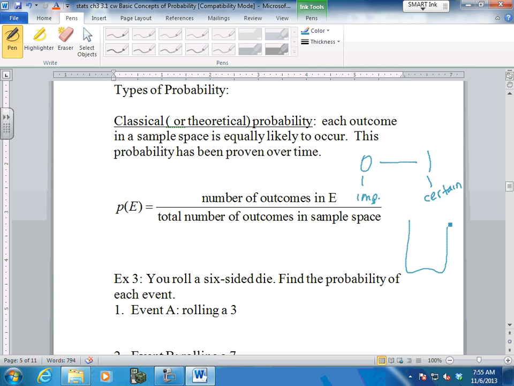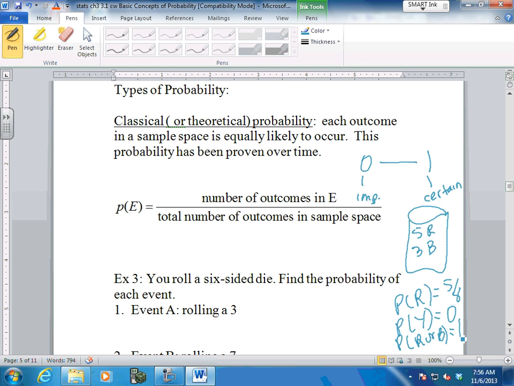I have marbles in a jar. I have 5 reds, 3 blues. What's the probability of getting a red? 5 out of 8. What's the probability of getting a yellow? 0. What's the probability of getting a red or a blue? 8 out of 8, or 1.